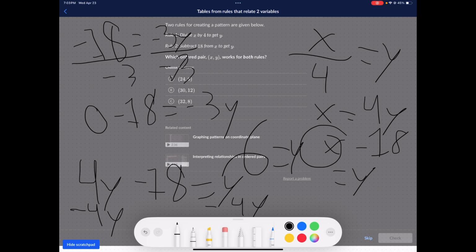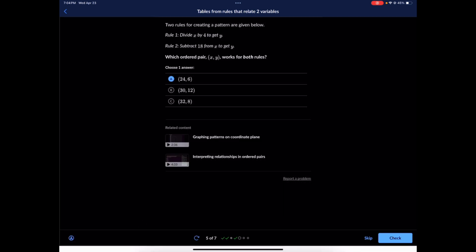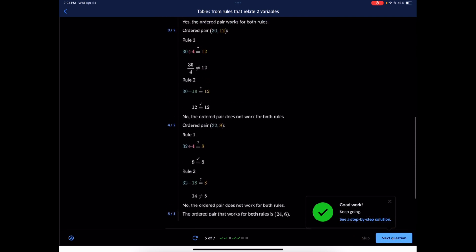If we plug it in for this value here, we have 4 and y. So 4 times 6 is equal to 24. So that's equal to x. And remember, x goes first, as given right here. So what should be our final pair? 24, 6. So that should be our final answer, 24, 6. So here's our step-by-step solution.